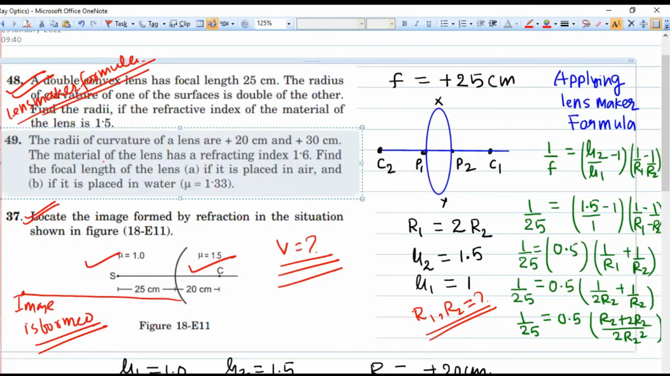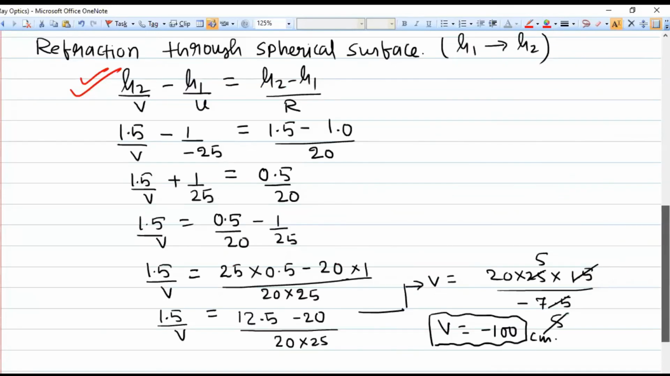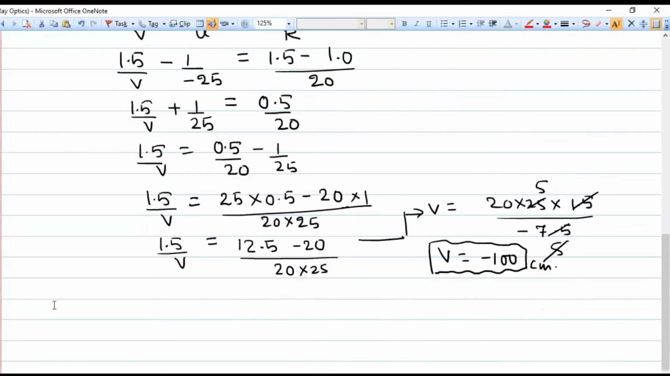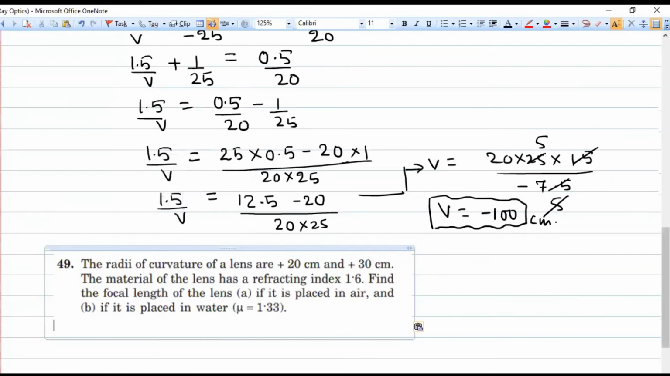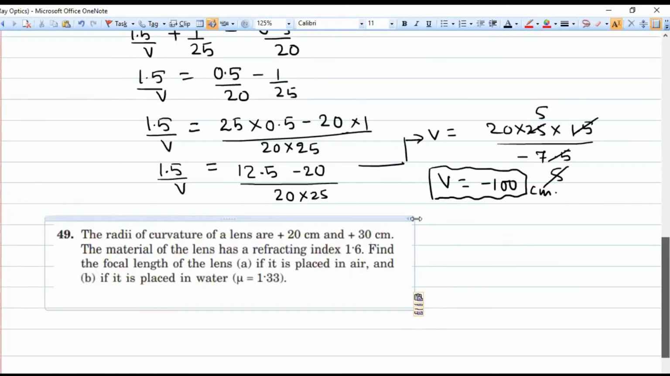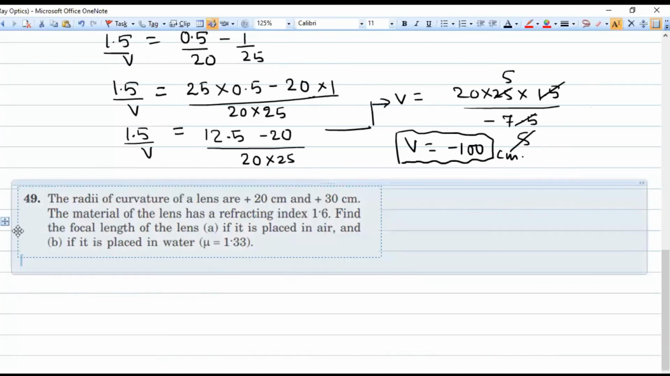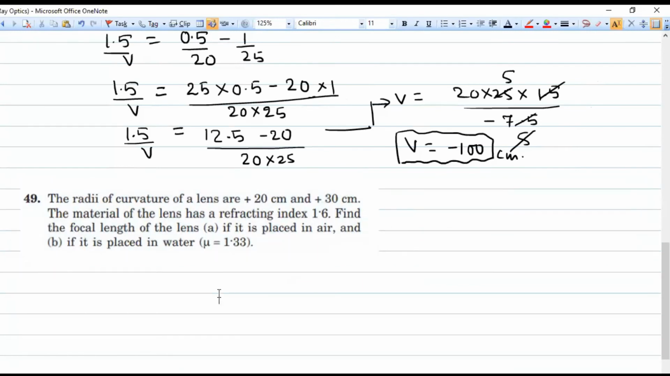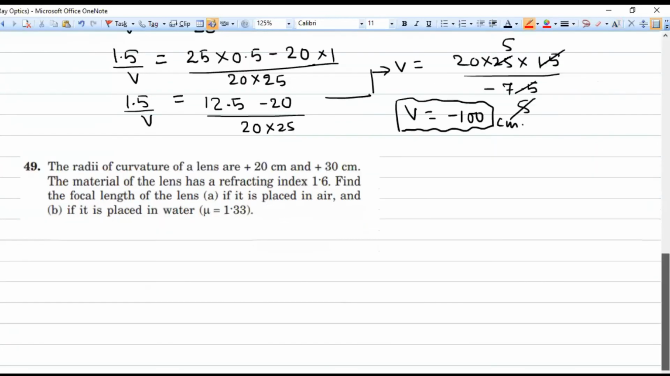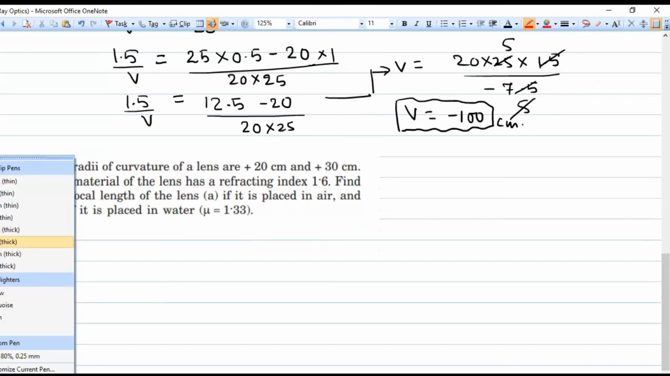Just wait for a minute. This is your next question. Here you can see, this is your next question, question number 49. Can you see this problem? Is it visible? Yes, sir. Yeah. So let us solve. See this problem.